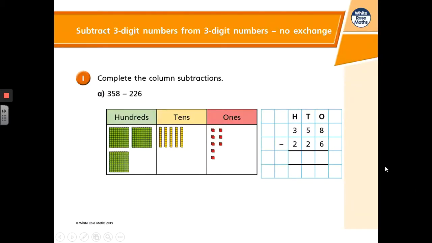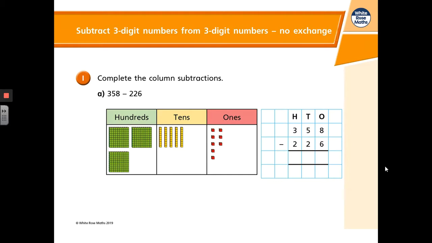Okay. So today we are subtracting 3-digit numbers from 3-digit numbers, but we're not exchanging. So it should be nice and straightforward today, not too tricky. We should be able to fly through this one. So bigger numbers, but no exchanging, so we don't have to do any tricky crossing out and exchanging those tens or hundreds. Okay, so let's get started.